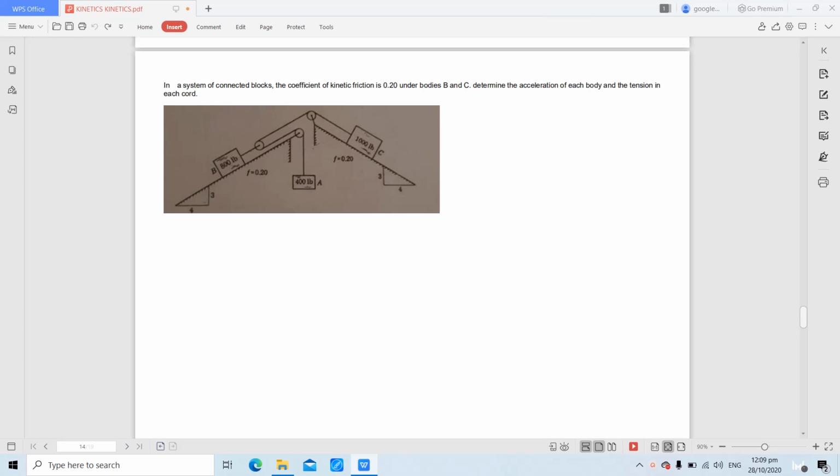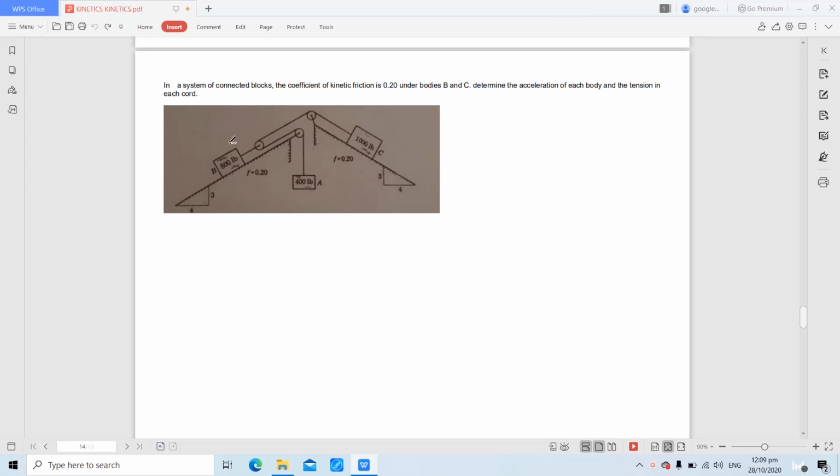Let's continue our discussion last time regarding kinetics of a particle. So we have here a sample problem again to be considered. In a system of connected blocks, the coefficient of kinetic friction is 0.20 under bodies B and C. And we are required to determine the acceleration of each body and the tension in each chord.